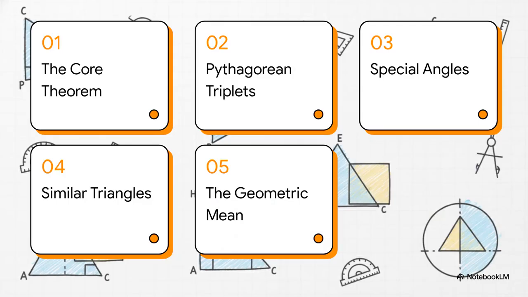Hello, students, and welcome to today's Explainer. Here is what we are going to cover today. First up, the core theorem. Then, we will look at Pythagorean triplets. After that, special angle properties, followed by proving with similar triangles. And finally, we will wrap up with the geometric mean. Let's get right into it.